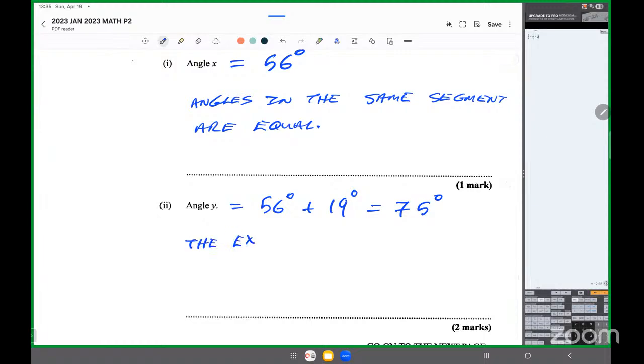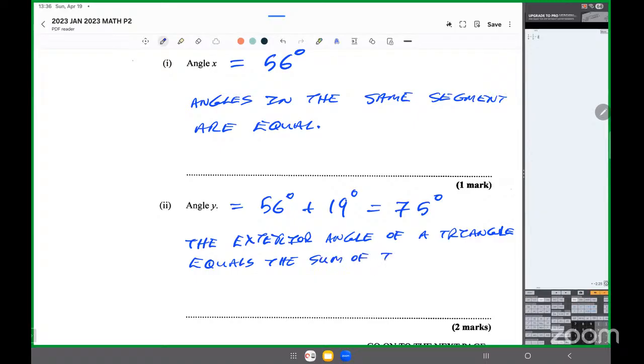The exterior angle of a triangle equals the sum of the two opposite interior angles.